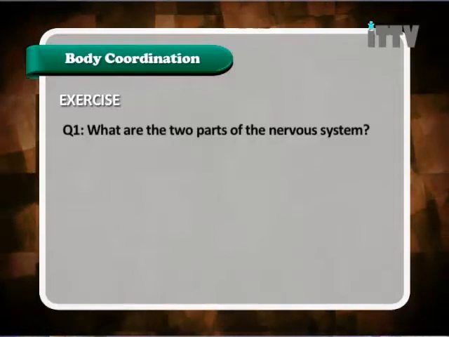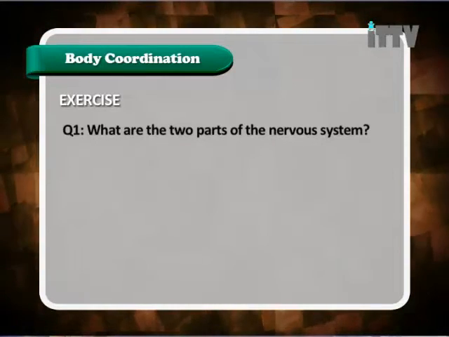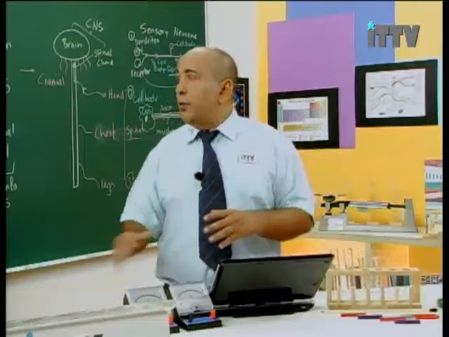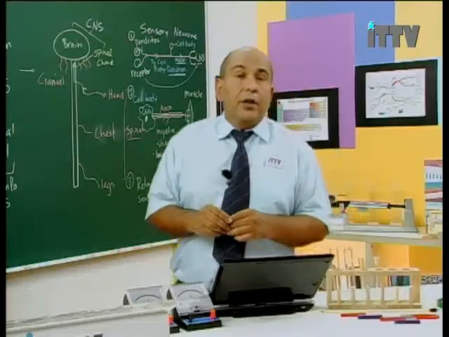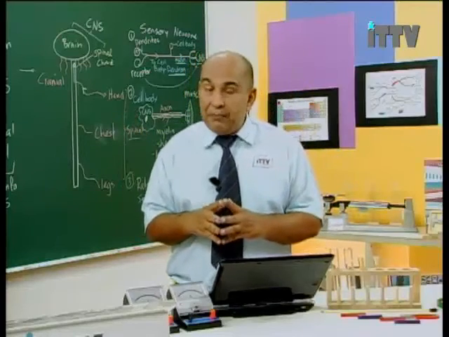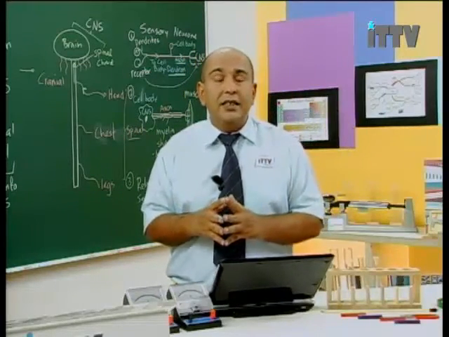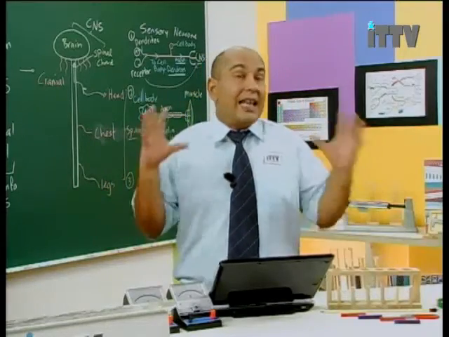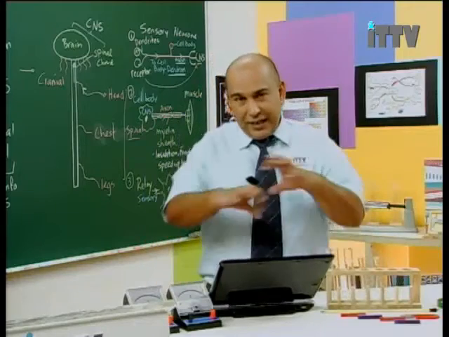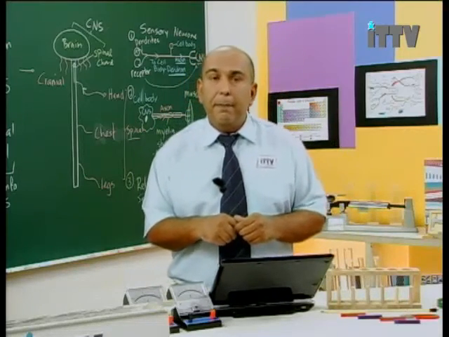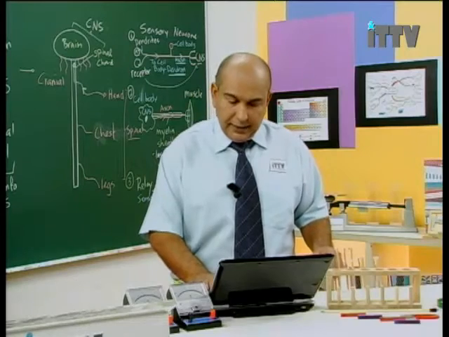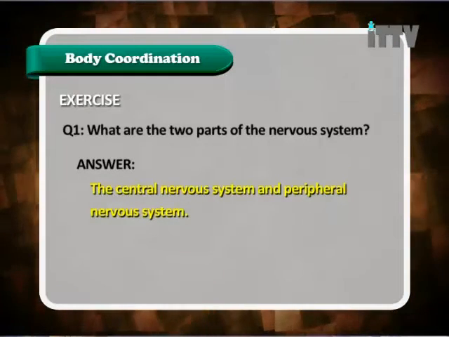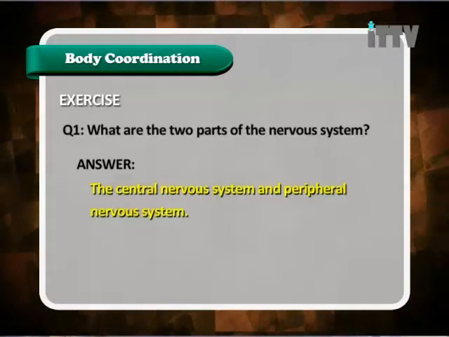Let's try a question. What are the 2 parts of the nervous system? So remember, we talked about it right at the beginning. The nervous system contains 2 main parts. One for the analysis, one to connect the body to the analyzing area. So write down the 2 main parts for me. Let's check the answer. Answer: the central nervous system and peripheral nervous system.